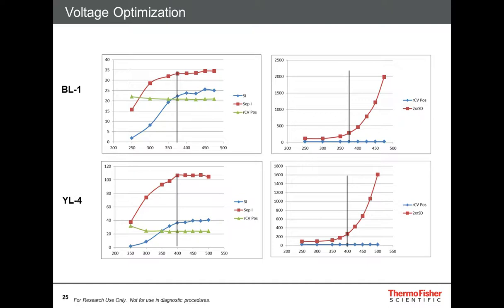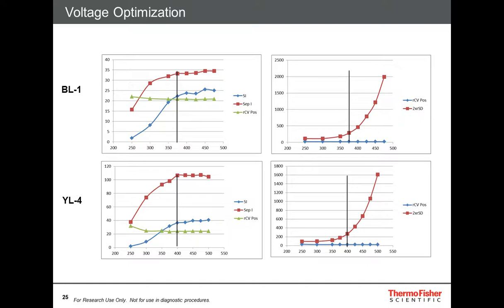So we looked at several metrics here. The stain index, which I'll explain in a minute, I'll give you the formula for that. You can Google Marty Bigos and stain index for the publication on that. We also looked at separation index. We looked at robust CV of the positive signal. We also looked at 2 times the standard deviation of the negative signal. There are a lot of metrics you can look at here.